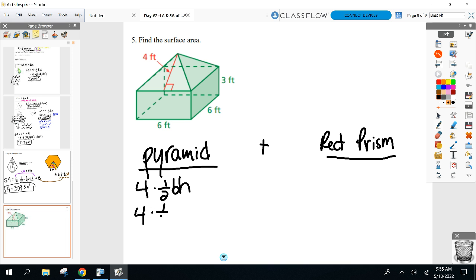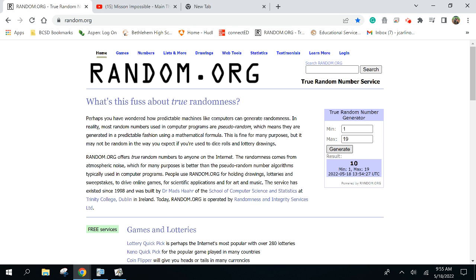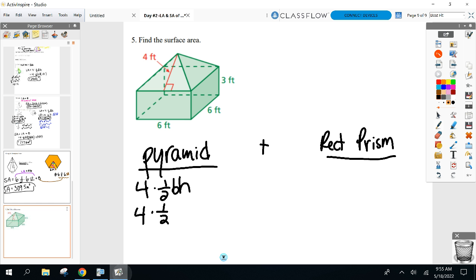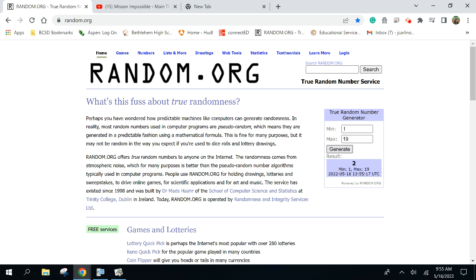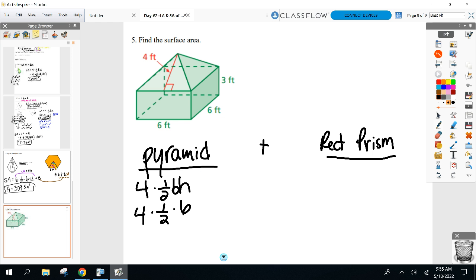4 times 1/2. What's the base of one of those triangles? 6. Good work. What's the height of one of those triangles? 4. That's it. Don't say plus 6 times 6. So what do I got there? 48? Yeah, 48.